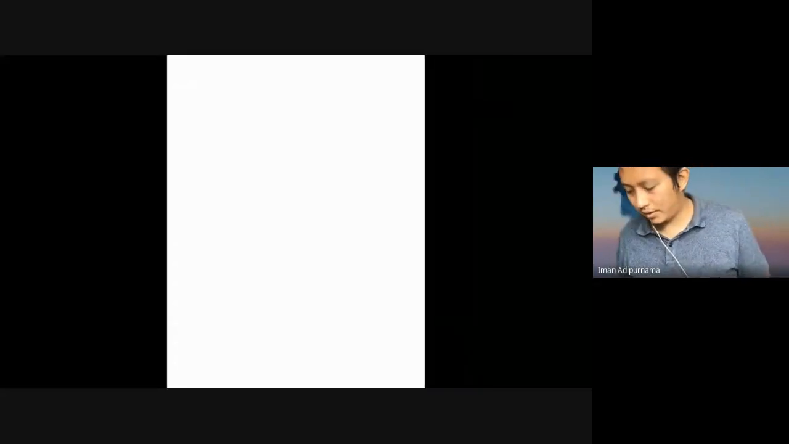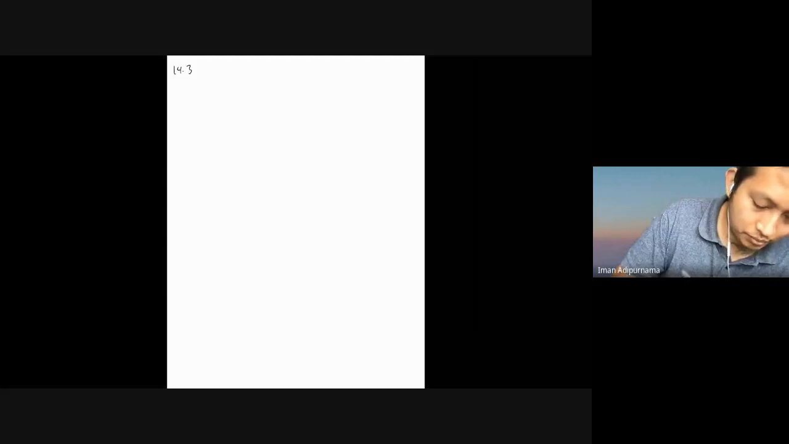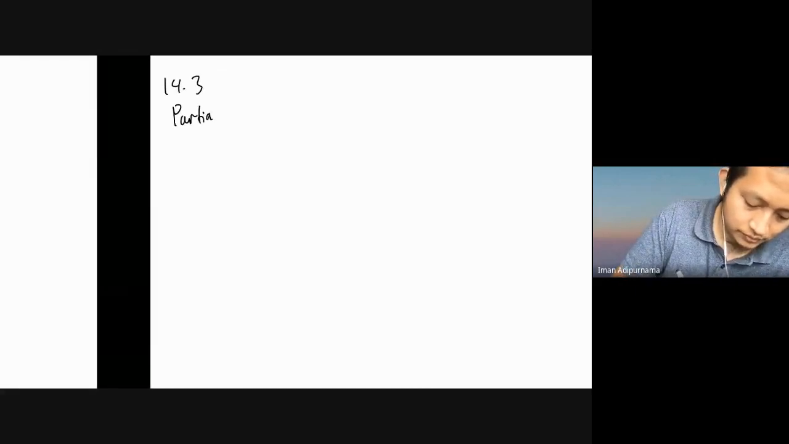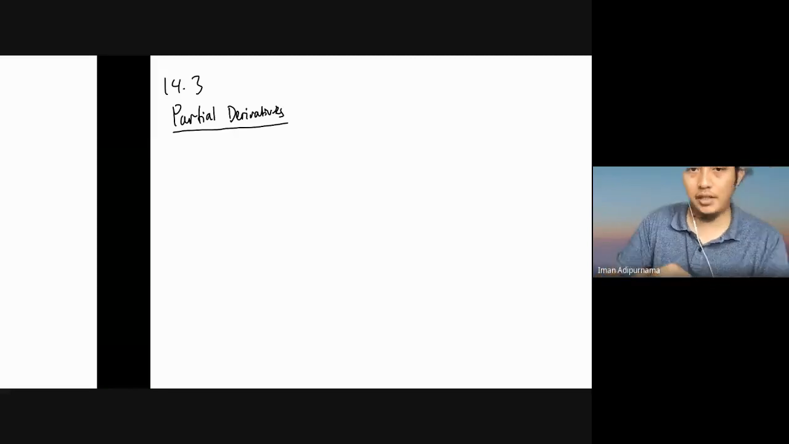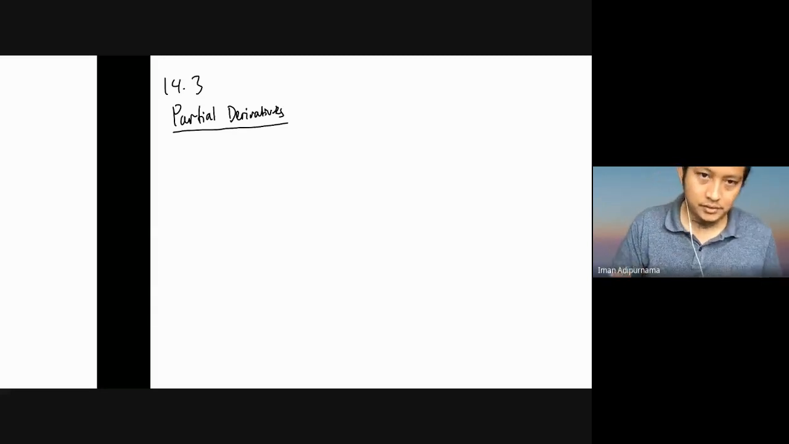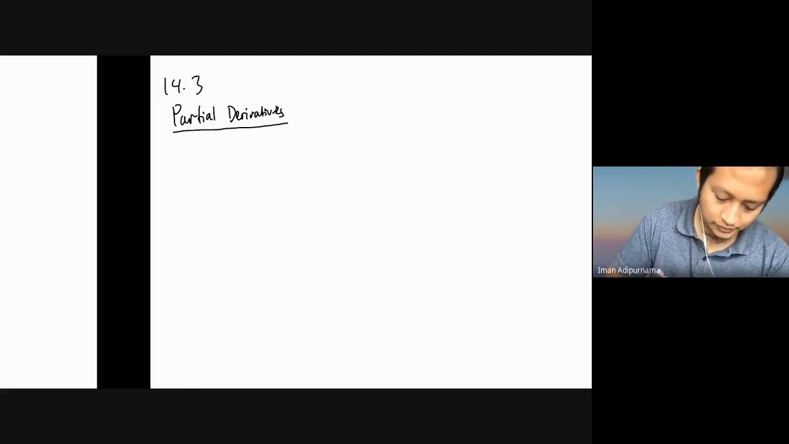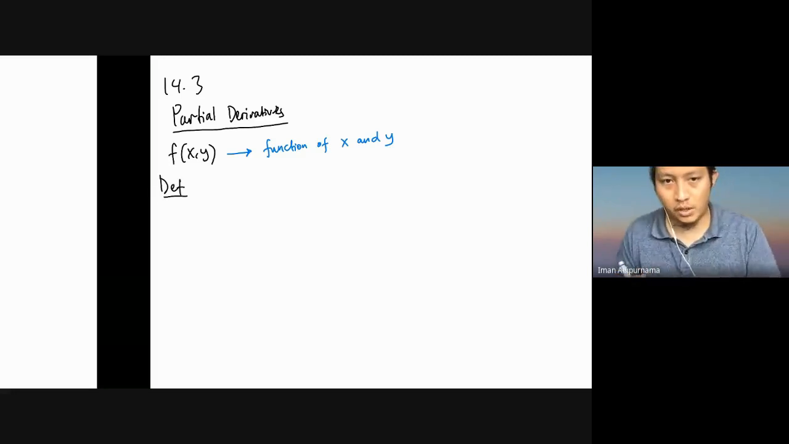Going to see next, it's 14.3. It's the partial derivative. So this is actually the main idea for the chapter. Okay, let's start from these two functions. Let me remind you that this is a function of x and y. So we have two variables. Okay, by definition, let me write the definition first and we explore how we deal with this partial derivative.